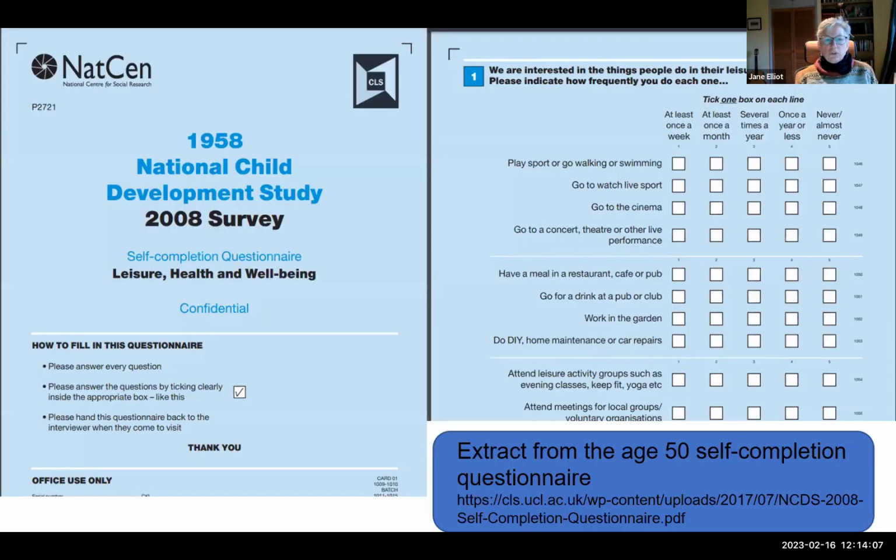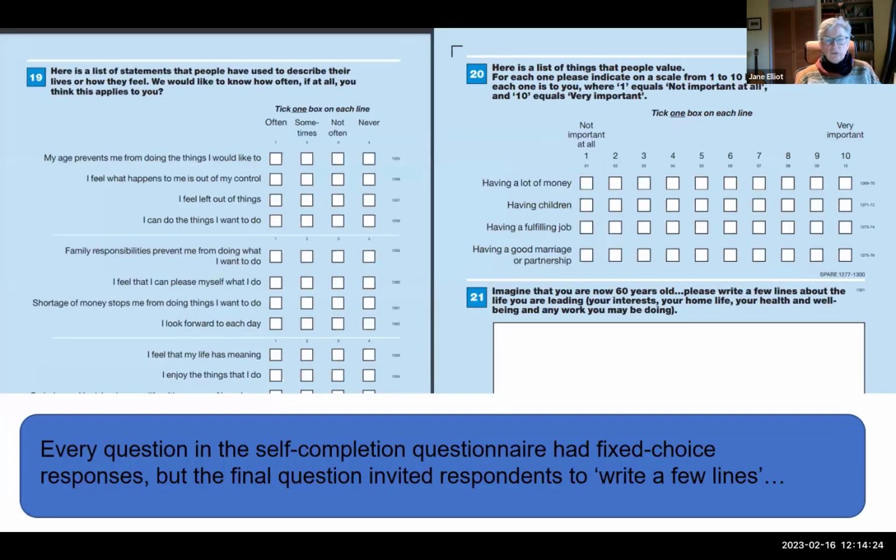So if I show you the survey, this was like the front page and second page of the survey, and it's an extract from this age 50 self-completion questionnaire. You can immediately see the sort of quantitative hallmarks of lots of boxes, asking people to put themselves in one box or another. The final two pages you can see here at the very end, question 21, asks people to imagine they're now 60 years old. Please write a few lines about the life you're leading, your interests, home life, health and well-being, and any work you may be doing. So this was a way of eliciting some qualitative material and really letting these cohort members have some sort of say about how they wanted to present themselves.